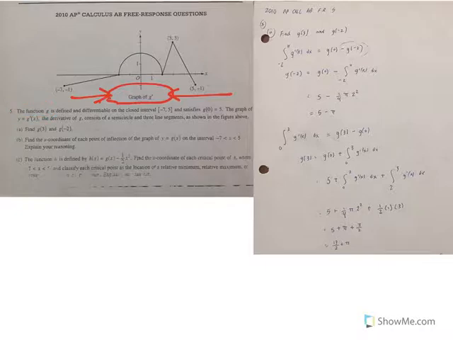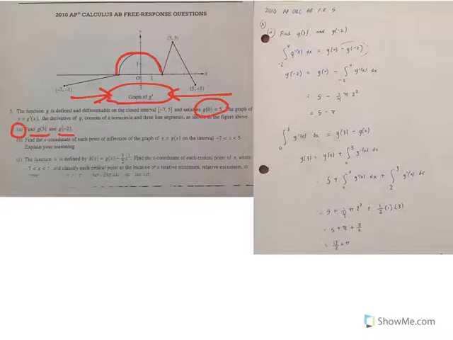The function g is defined and differentiable on the closed interval from -7 to 5 and satisfies g of 0 is 5. The graph of y is equal to g prime, that's the graph that's given. The graph of the derivative of the function g prime is given, and it consists of a semicircle and 3 line segments as shown in the figure. So part A, find g of 3 and g of -2.